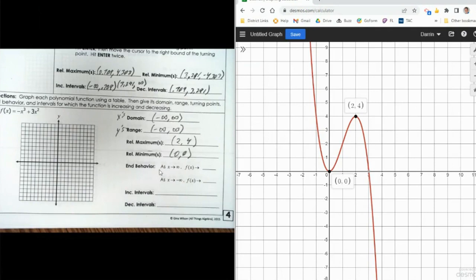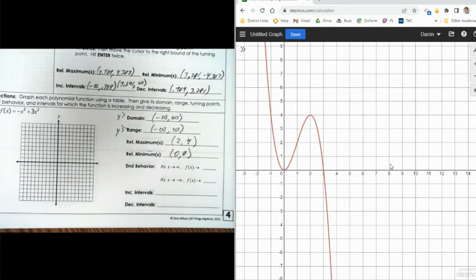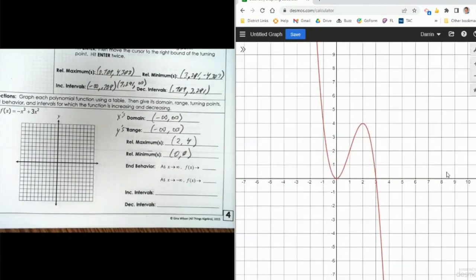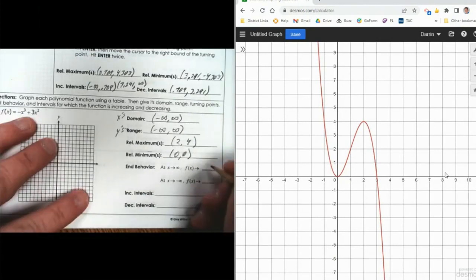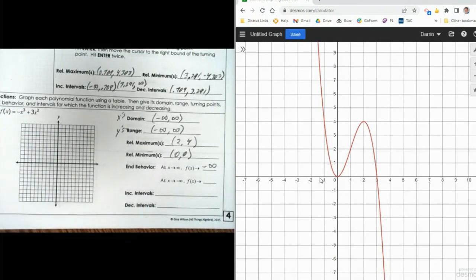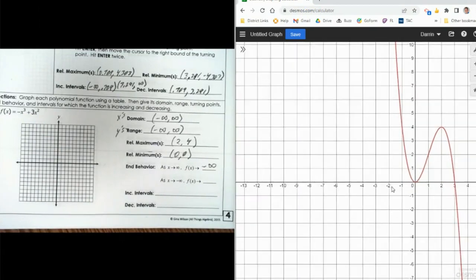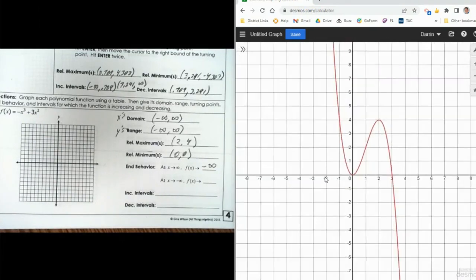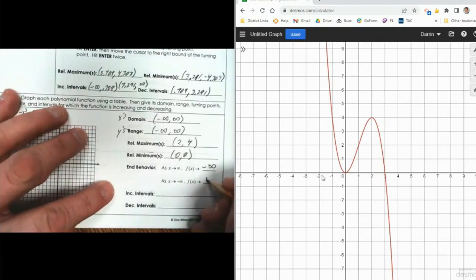End behavior. As x approaches infinity, the function approaches. Let's see, as x goes to infinity, as it goes this way, it's going down to negative infinity. So it approaches negative infinity. And as x approaches negative infinity going this direction, the function's going up. So the function's going to infinity.